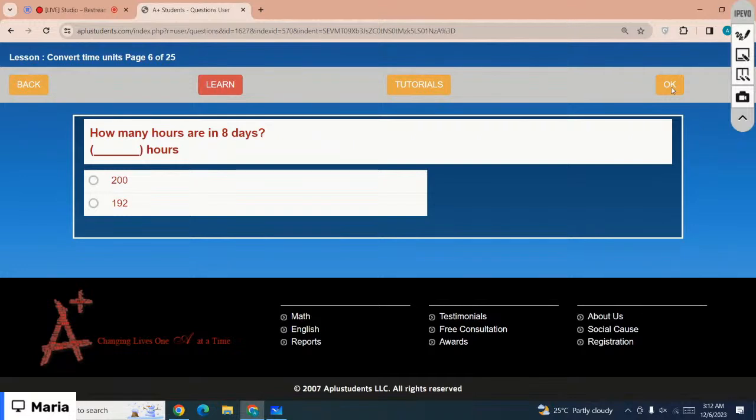In one day you have 24 hours, right? So you need to multiply it by 24. So 8 times 4 is 32. Yes, that is 192. Very good. The correct option is 192.